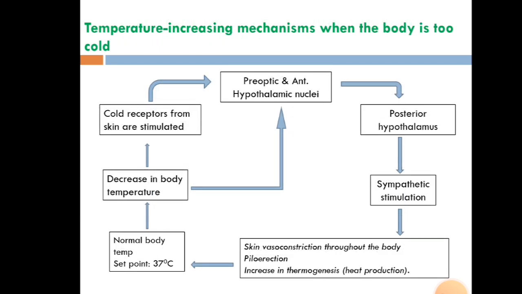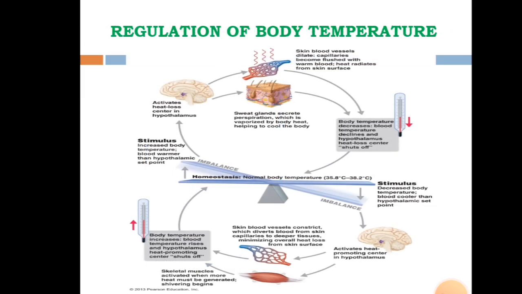Now the temperature increasing mechanism when the body is too cold. At that time cold receptors are stimulated, and then the process continues. There is sympathetic stimulation, vasoconstriction, piloerection, and an increase in heat production, and then the normal body temperature is restored. So this is the process showing how the body temperature is regulated. The body maintains homeostasis, meaning the temperature is usually maintained between 35.8 and 38.2 degrees Celsius.